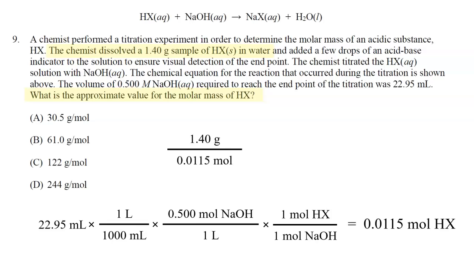So looking at my 4 choices, A, B, C, and D, the correct answer is going to be what I get on my calculator when I do 1.4 divided by 0.0115. And since I get a value of 122 grams per mole on my calculator, that means that the correct answer to question 9 is choice C.